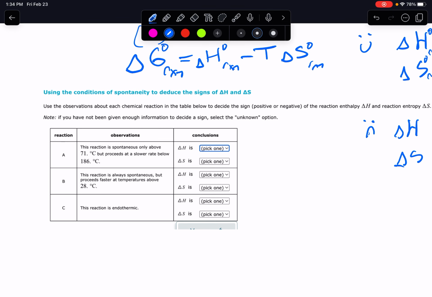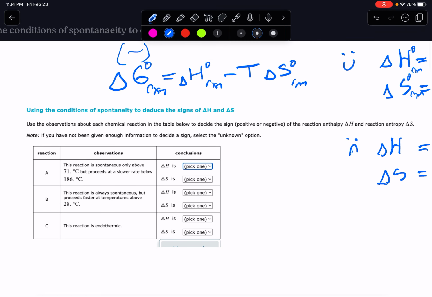So when they say the reaction is spontaneous only above 71, that's telling you that the temperature is going to impact whether the reaction goes. But then they add this little disclaimer, and I'm going to put a line right through it. When they tell you the speed of the reaction, it has nothing to do with whether or not the reaction goes. This is a kinetics problem right here. They've just thrown it in there as a distractor.